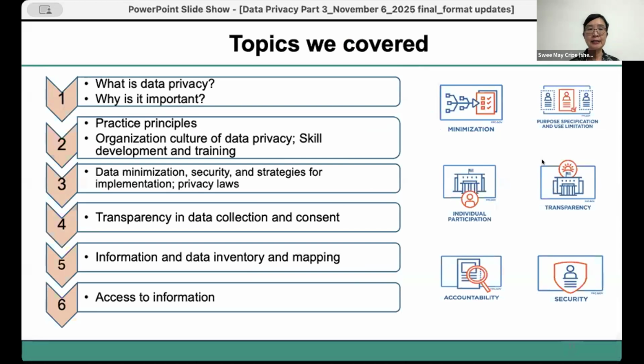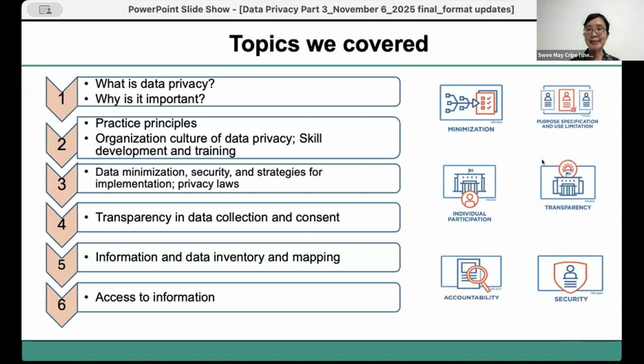We started discussing in part 1 data minimization strategies, security strategies, and how to implement those strategies. And in part 2, we discussed transparency in data collection and sharing the information in a consent form, such as the purpose for collecting data, how the data will be collected, stored, shared, and so forth, how long it'll be stored, and then how it will be destroyed.